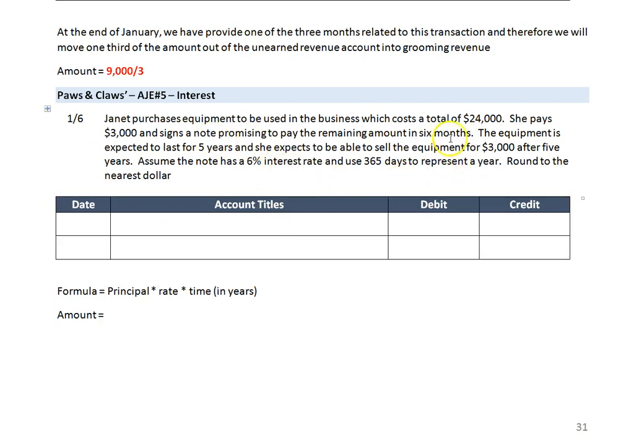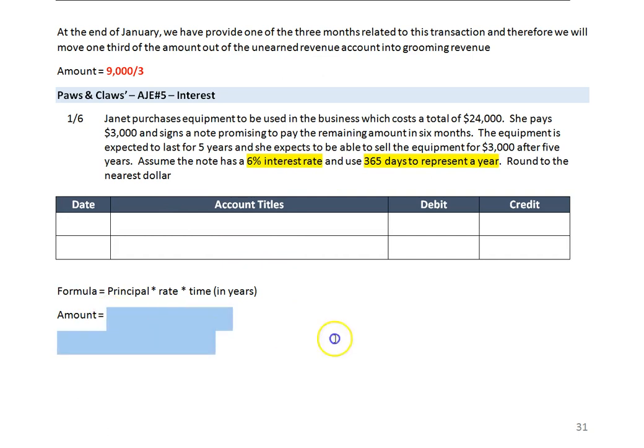Here's the interest. Okay, they bought this. They paid a note. Notice they pay a note for the remainder, 21,000. Expect to last. All right, so they're actually financing 21,000. It's going to be for 5 years. So they have a 6% interest rate. I don't know if you're going to be calculating interest on the Chapter 3 quiz or test. Yeah, we'll see it in a later chapter.